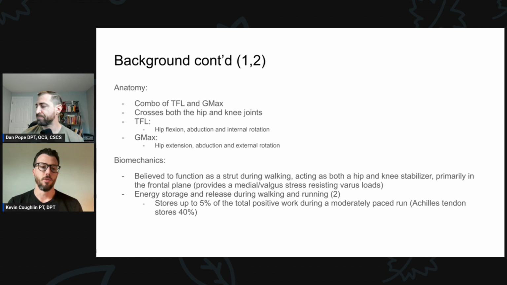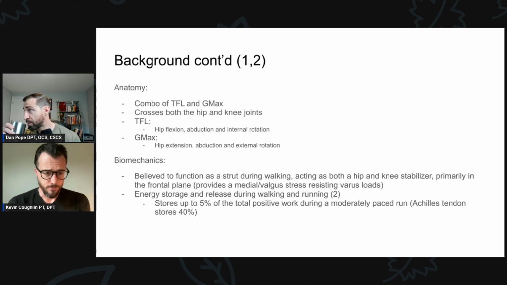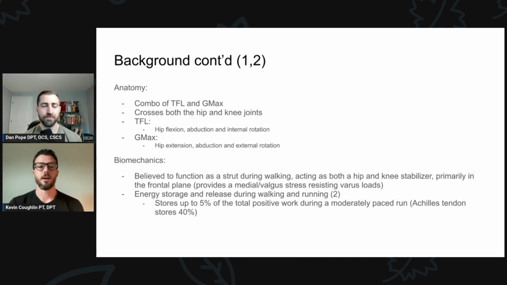Back to your video. So just going over the anatomy. The IT band is kind of a giant tendon. You could think of it as a giant tendon that's a combination of your tensor fasciae lata muscle and your glute max. So those two muscles kind of combine into this big tendon, the IT band. So it does cross both the hip and the knee joints. The TFL itself is responsible for hip flexion, hip abduction, and internal rotation. And the glute max is responsible for hip extension, hip abduction, and external rotation.